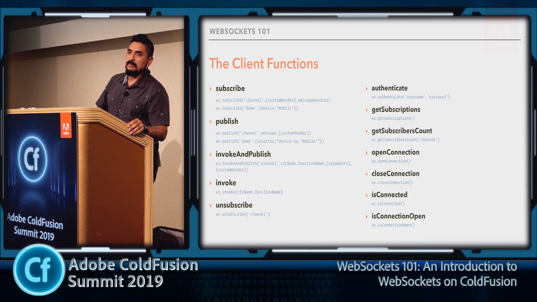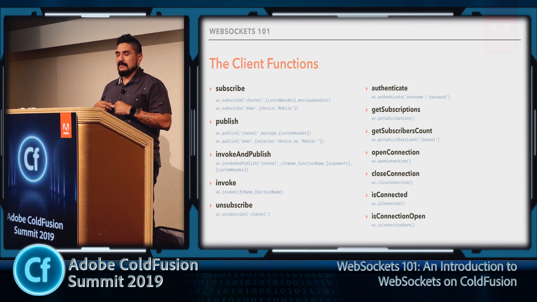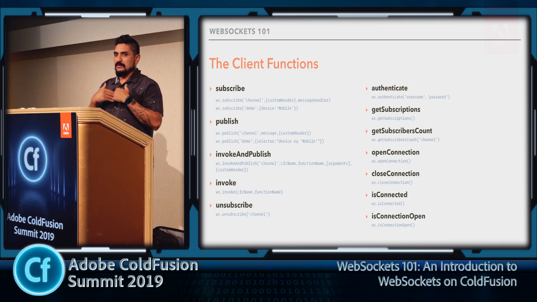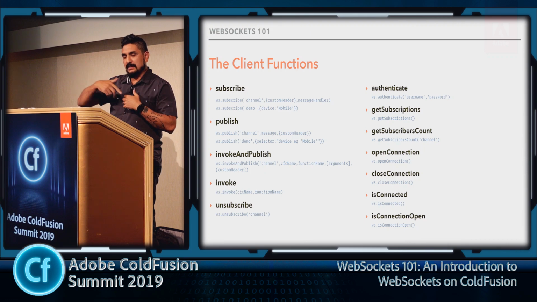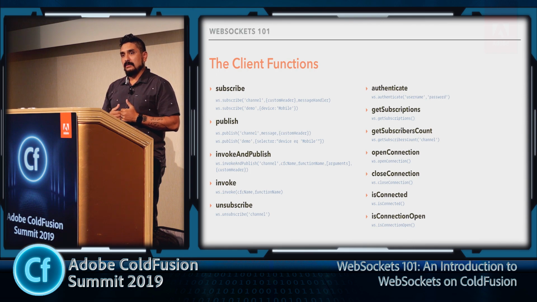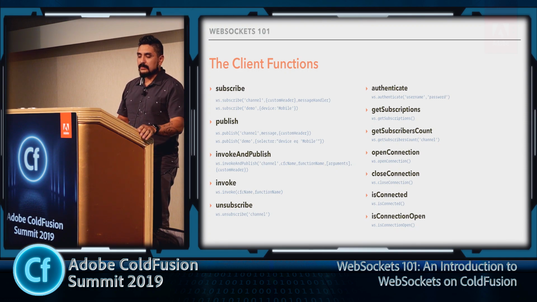Invoke is where you create a point-to-point connection. I used to always be really confused about this because I always thought point-to-point was like another client. Point-to-point basically means you and the server. So the functionality is only between you and the server. This is called channelless. That means there's no channel involved here. You're basically going to invoke the CFC and it's going to run something, and then it'll be able to talk right back to you by using a server-side function called WSSendMessage. It's only used when you invoke.